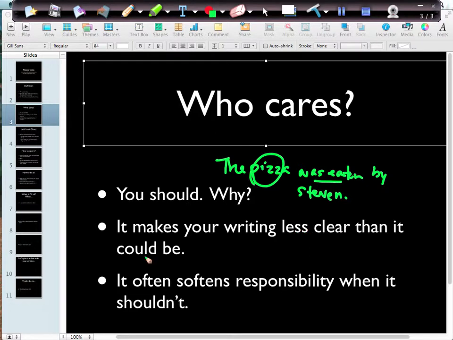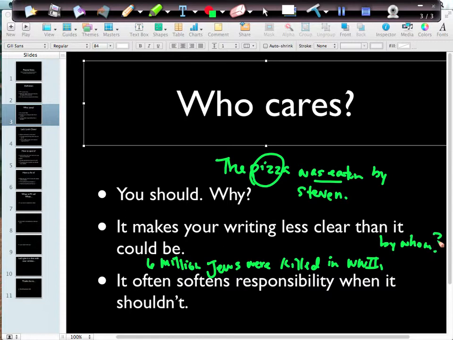Okay. Now I want to talk about this one for a second. Softening responsibility when it shouldn't. You'll see this in your history textbooks quite a bit. Have you ever seen this statement before? 6 million Jews were killed in World War II. Okay. Using passive voice construction, correct? What's doing the action? Do we know? No. It doesn't state it. What's missing? The responsibility. By whom?